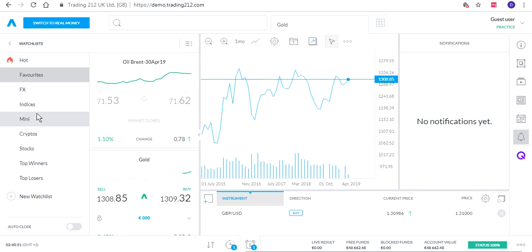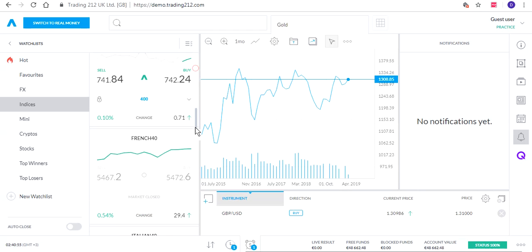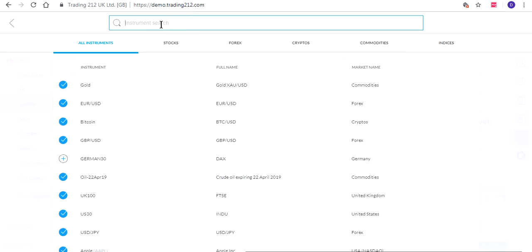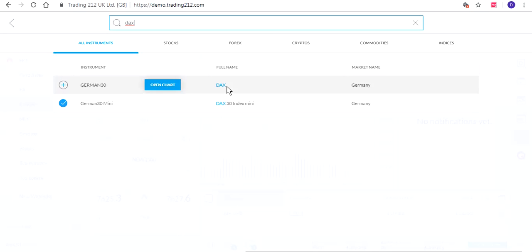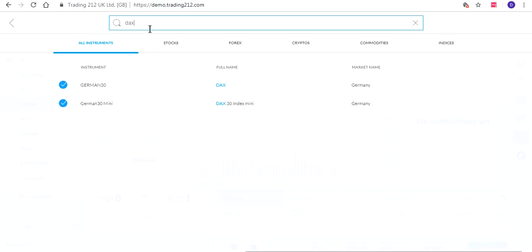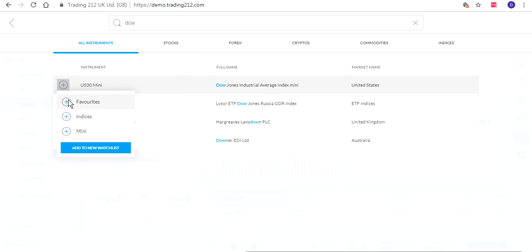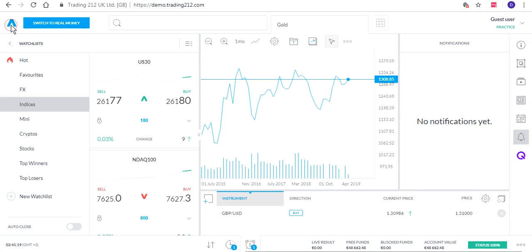So here we can see indices and which indices we can deal with. For example, here we can add some indices. I'm going to add the DAX index to my favorite list, and I can add, for example, Dow Jones to my favorite indices. Then I will go back to my watching list.